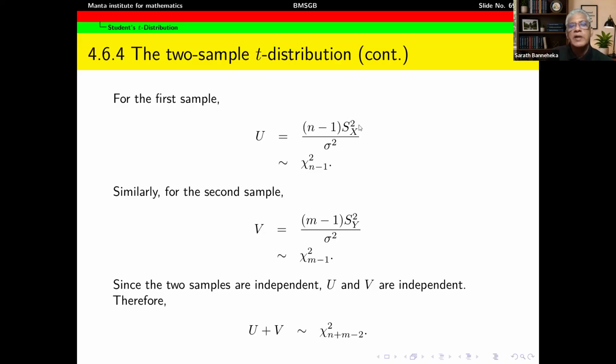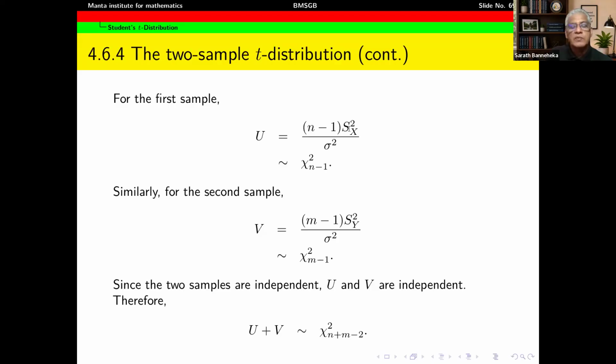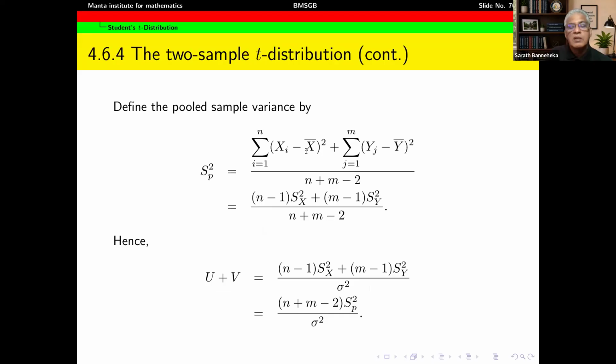So X bar and this quantity are independent, Y bar and this quantity are independent, and these are independent anyway because they are coming from two different samples. Therefore, X bar minus Y bar and U plus V are independent. Now notice that this quantity I have written down is n minus 1 times Sx square plus m minus 1 times Sy square divided by sigma square. Sigma square is not involved at this moment.